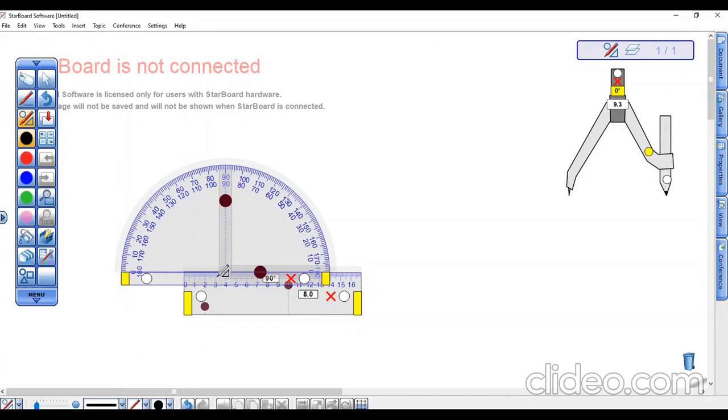As you can see, since we have a straight line, the angle I have here is 180 degrees. So if I want to bisect it into two equal parts, I need to cut it exactly in 90 degrees, because half of 180 is 90 degrees. So I have my protractor here. I'll just draw a line bisecting my angle.